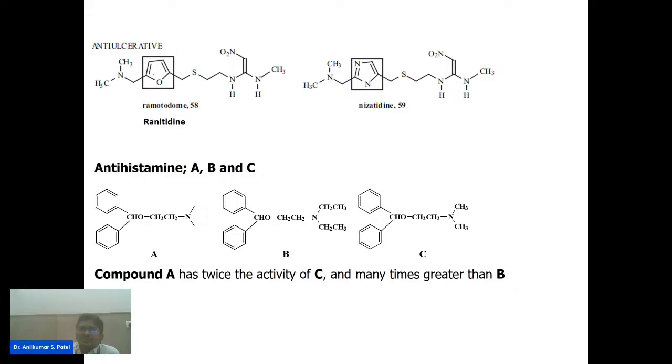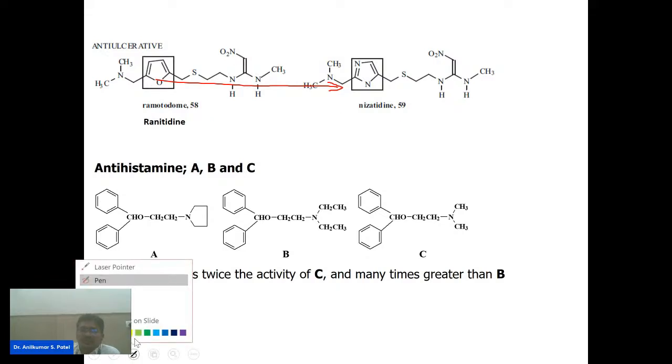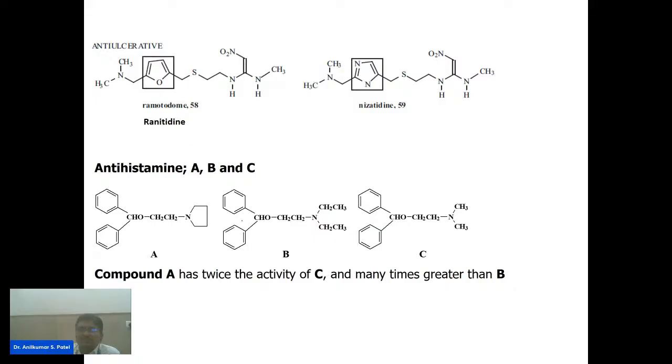So these transformations are called the non-classical bioisosterism approach. Here the furan ring system is replaced by the imidazole ring system. These types of drug design strategy are helpful for further lead discovery or further drug discovery.